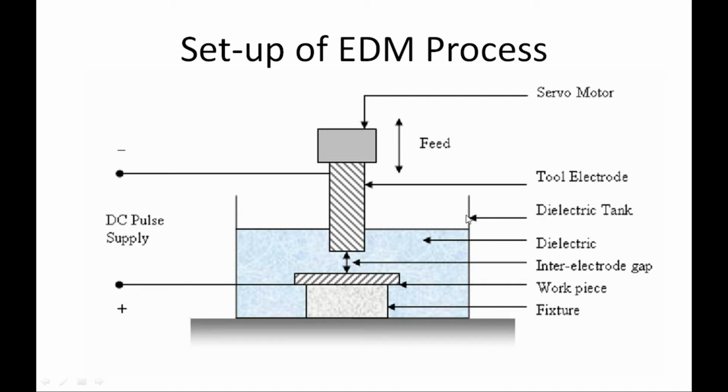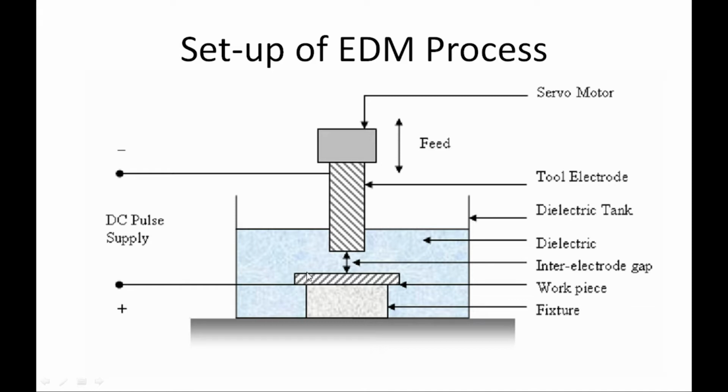Next one, this is the dielectric tank, which stores the dielectric fluid. Next is the dielectric fluid, which is either kerosene or EDM oil, used as the dielectric. Next one is the electrode gap. There is a gap between the electrode and the workpiece. That is an important parameter of this EDM process. Next one is the workpiece, which is held over this fixture or table.